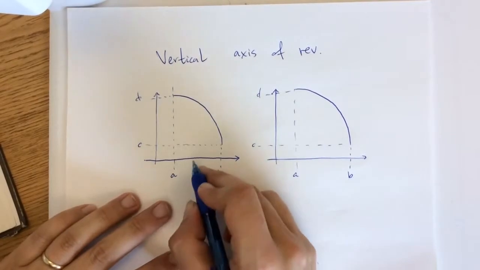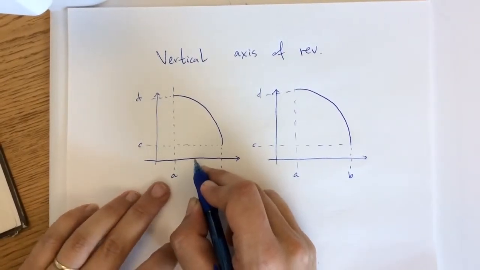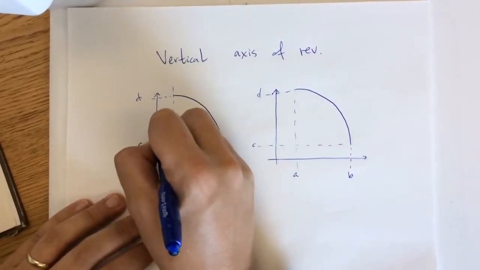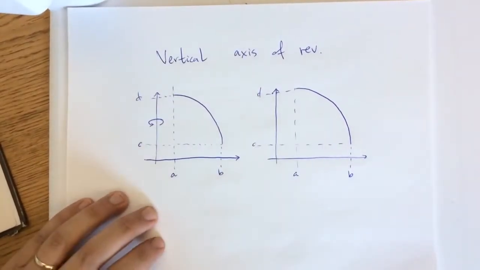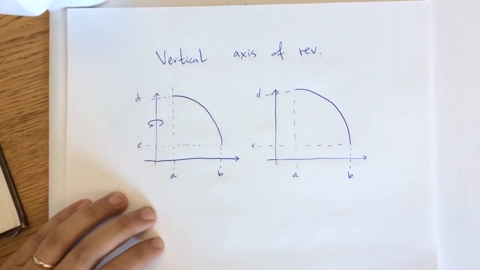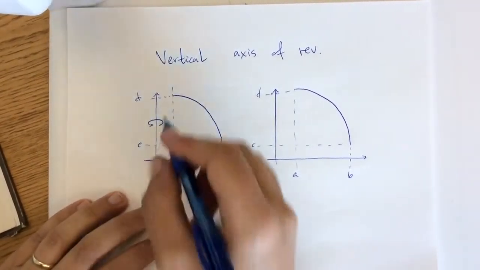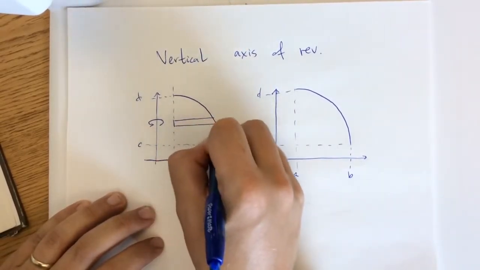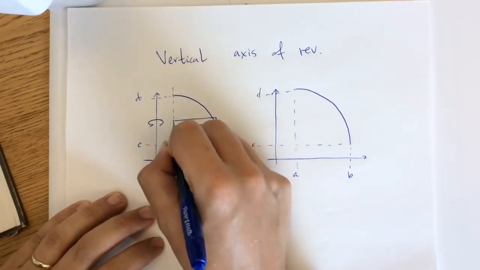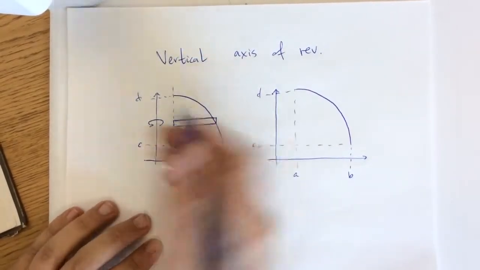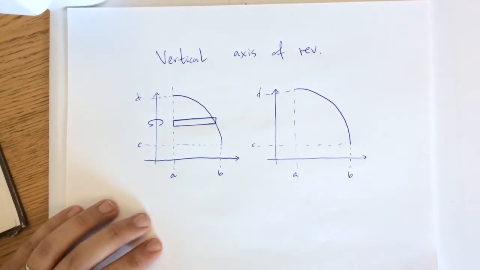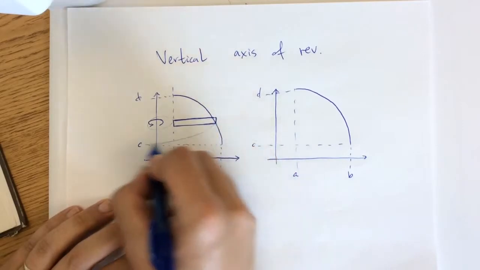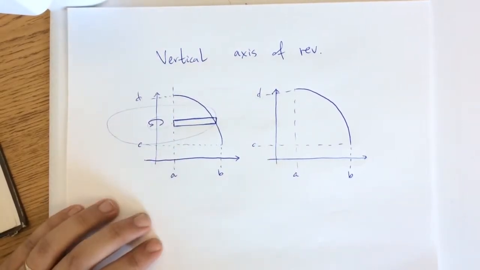Okay, so for the first one, we are going to consider the disk method. For the disk method, if our axis of rotation is vertical, that means our representative rectangle is horizontal, so that it can form a disk, or in this case, it forms a washer. So our washer rotates that way.